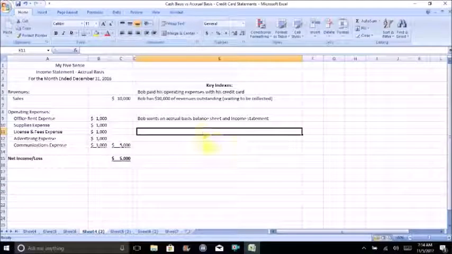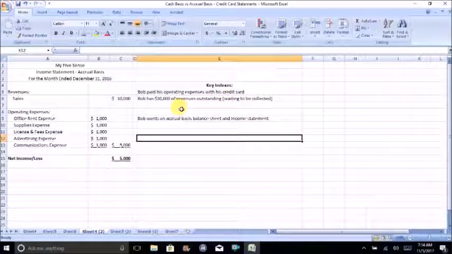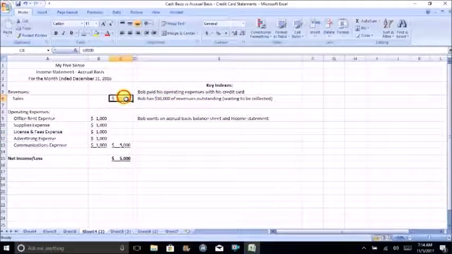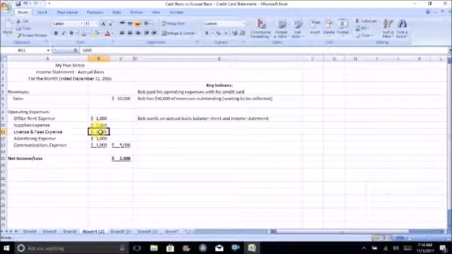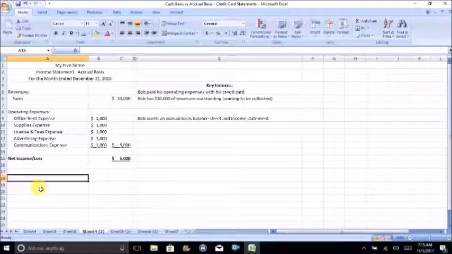So here we go with the same set of indexes. Bob paid his operating expenses with his credit card. Bob has $10,000 of revenues outstanding, waiting to be collected. Bob wants an accrual basis balance sheet and income statement. So this time we're going to book that $10,000 of revenue outstanding as sales, and we're going to book all $5,000 of operating expenses he charged to his credit card as well. But this time he has a net income of $5,000. Let's see if we can keep all this in balance.